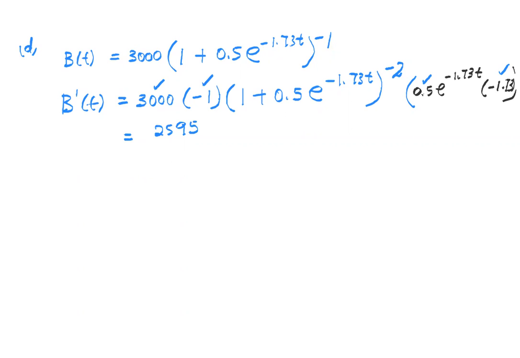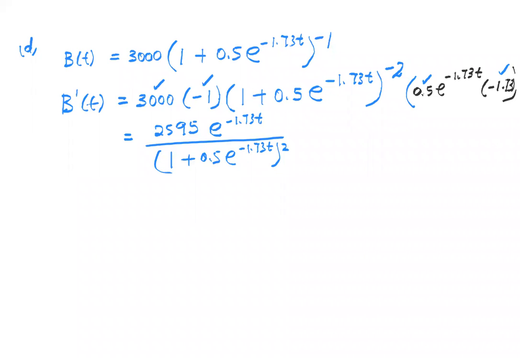No negative, correct? Because you got 2 negatives there. Okay, 2595 e to the power of negative 1.73t divided by (1 plus 0.5 e to the power negative 1.73t) squared. So this is your B prime T, and use it to explain why population is increasing over time.